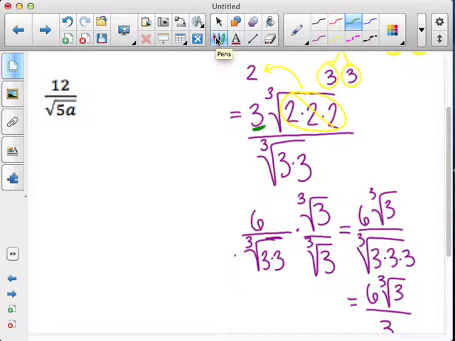So, I have 12 over square root 5a. Now there's nothing I can simplify. 5's already prime. I have this variable.